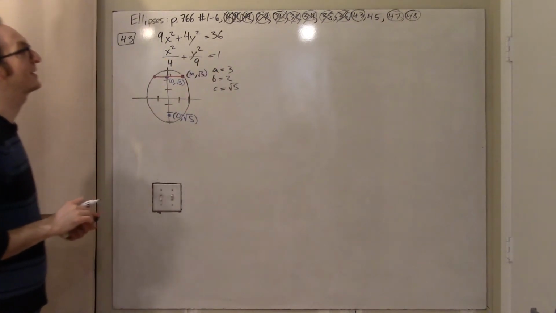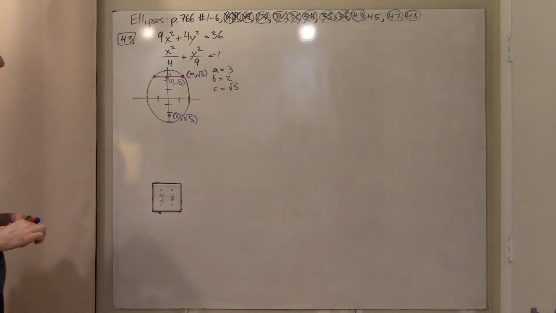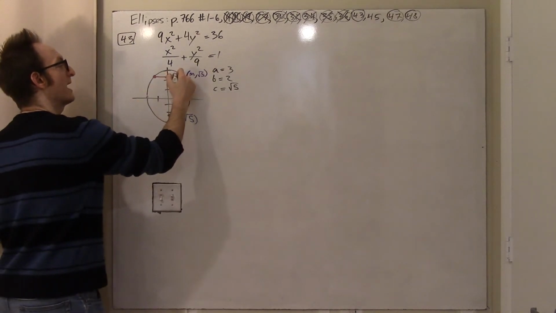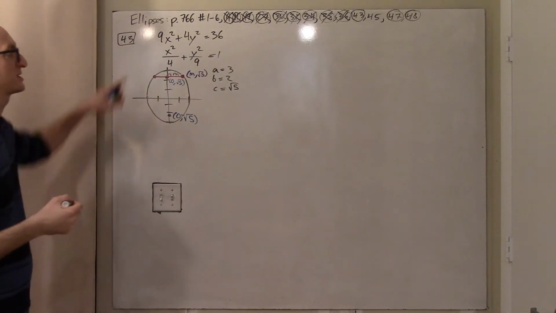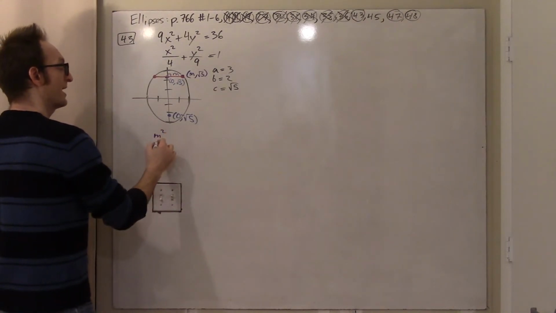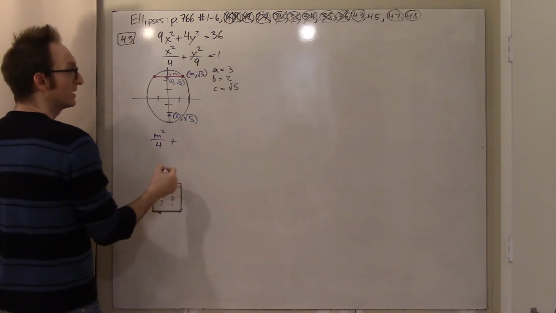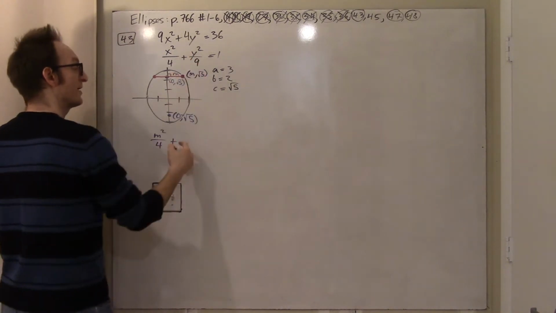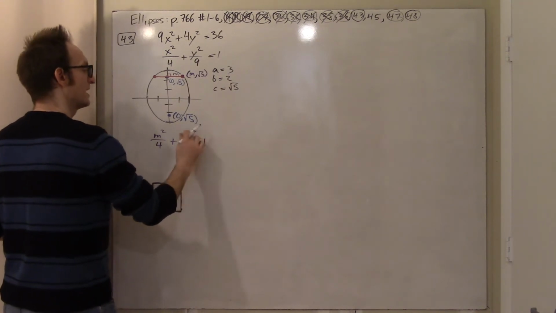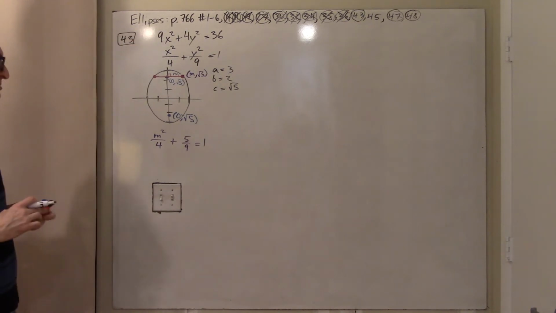And now, what do I know about this point (M, root 5)? I know that it is on the ellipse, so it must satisfy the definition of the ellipse. So I can just calculate what M is by plugging it into the formula. And that's just exactly what we do. We plug it in here, and we get M squared over 4 plus root 5 squared over 9, so 5/9, equals 1. Maybe it was even easier to plug it into the original equation, but okay, too late.